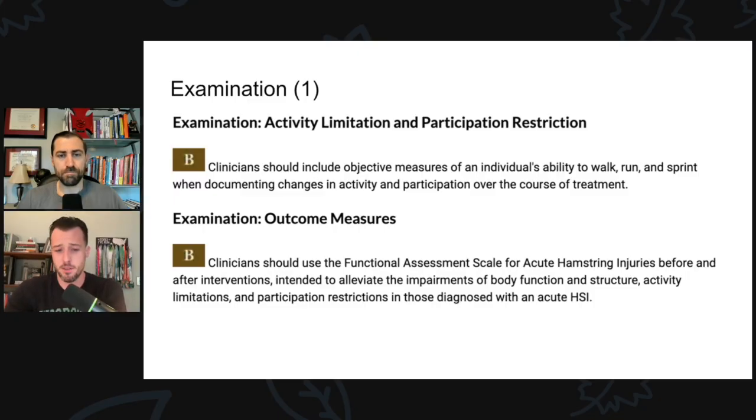And then in terms of an outcome measure, there is an outcome measure for hamstring injuries. It's called the Functional Assessment Scale for Acute Hamstring Injuries. And that's given a B level of evidence as something that we should give the patient probably on the first visit, and then as we're assessing progress over time. So look out for that. And that's something you should use.